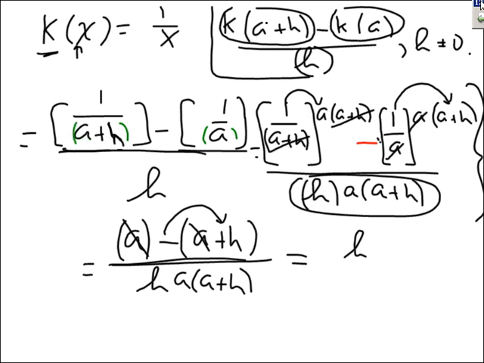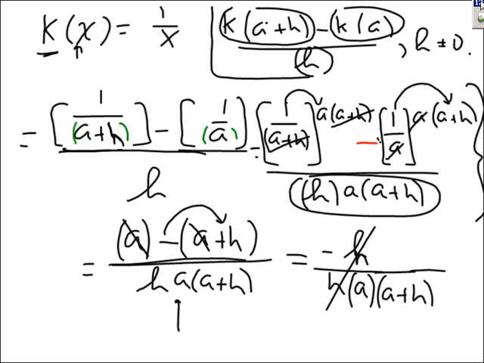You have minus h left over, h times, well, I didn't mean to put the brackets around the a, but I can, times a plus h. Now, since you're told h is not 0, and even if h was 0, they're both the same number. But since h is not 0, I know that when I divide, I get 1. Of course, the numerator has the minus 1. So the final answer is negative 1 over a times a plus h. That would be your final answer.